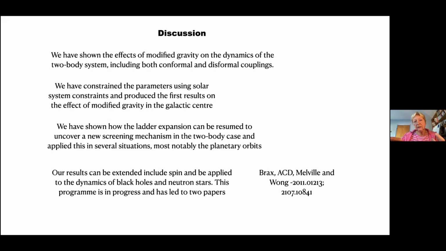And we've used our results to constrain the parameters with solar system constraints. And I think this must be a first of looking at modified gravity in the galactic center. And then we show this rather novel result that you can go through the ladder expansion and show that it can be resummed depending on this ladder parameter L. When L is big, you've got to resum it because the non-leading terms are big. And in resumming, the nonlinearities kick in and you recover this new screening mechanism operative in the two-body case.